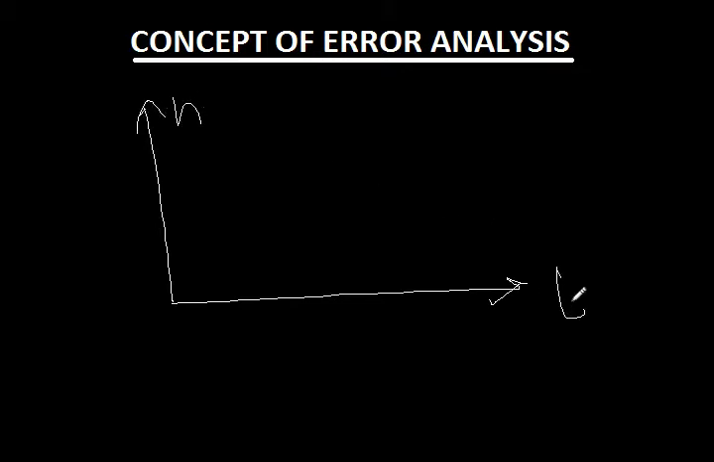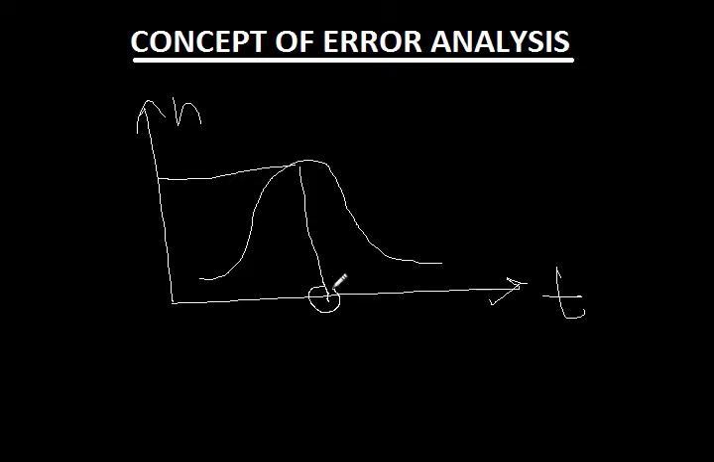Now we come to the concept of error analysis. Error analysis actually involves the errors that we make during our study of various physical experiments. If you plot the number of errors versus time in your laboratory, you have a normal distribution graph like this, which shows that a huge error is unique and happens only at a particular time. But you can see very small errors occurring over a long span of time.